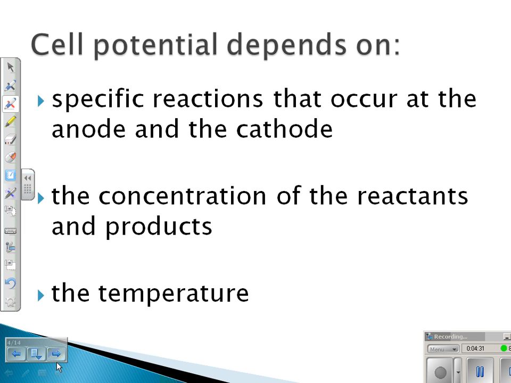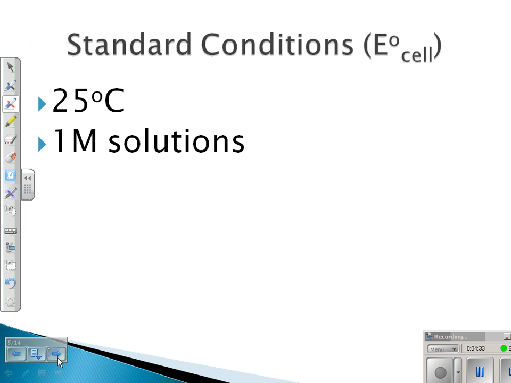Okay, for today's work though, we will be working only under what we call standard conditions. Standard conditions for redox is 25 degrees Celsius and 1 molar solutions. Again, we can do this when it's not 1 molar solutions, but in order to be able to use that table that you have in front of you, you notice it says standard. So this is at 25 degrees Celsius and 1 molar solutions.